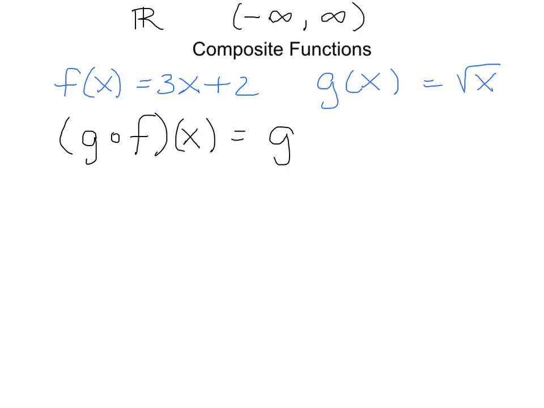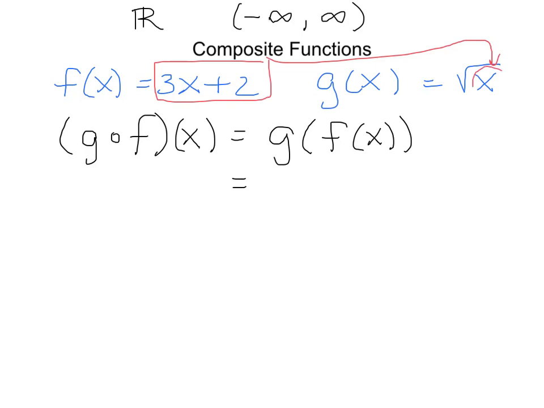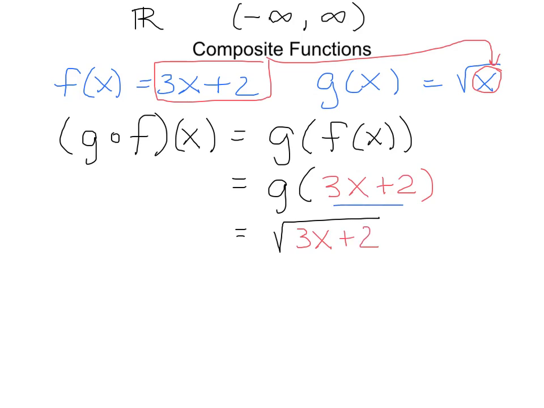So as before, we said that means the g is on the outside, and the f function's on the inside. So we're going to take our f function, which in this case is 3x plus 2, and we're going to insert it everywhere there's an x in the g function. So g of 3x plus 2. And now inserting that into the square root of x, we get the square root of 3x plus 2. And just like the previous problem, there's nothing we can do to simplify it, reduce it, so that is our composite function. And now we'll talk about the domain.